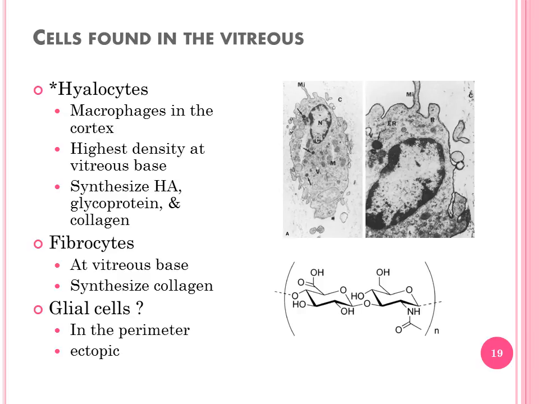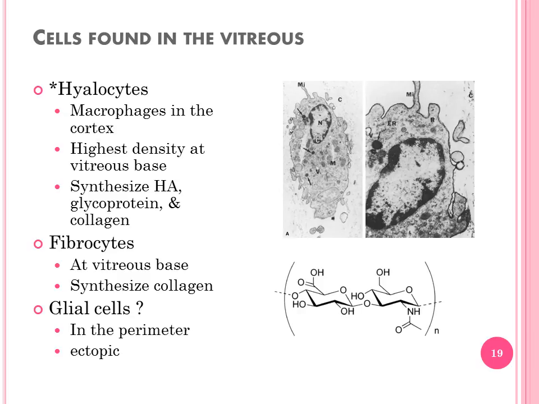What is their job? Okay, so these guys synthesize HA, which is that hyaluronic acid, glycoprotein, and collagen. So these are essentially the cells that are secreting what interacts with water and then kind of makes that gel consistency. So these cells are super important to the vitreous. Down here I just have a little biochemistry of hyaluronic acid. And then we also have fibrocytes. Those are at the vitreous base as well, and those help synthesize collagen.